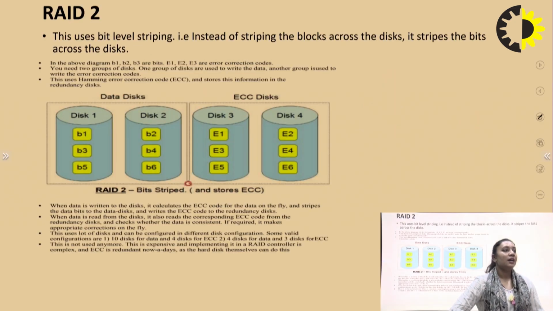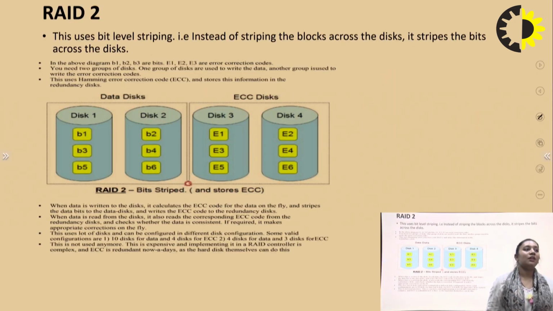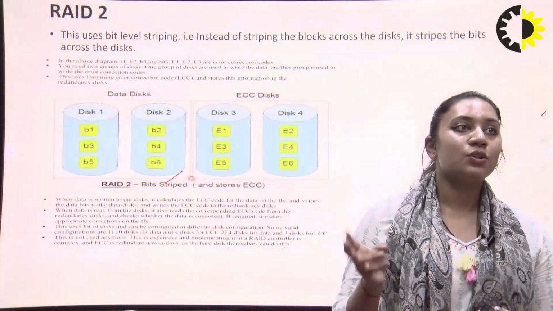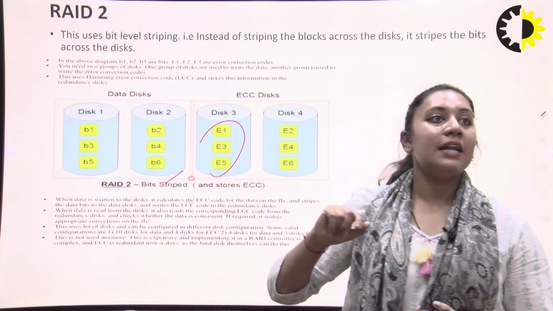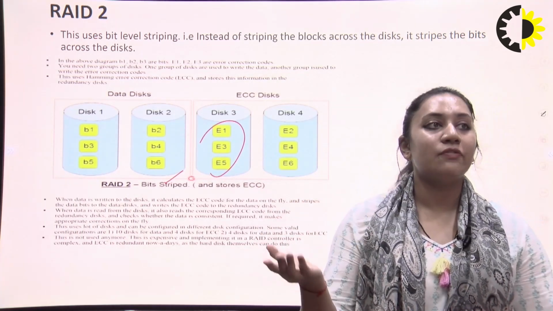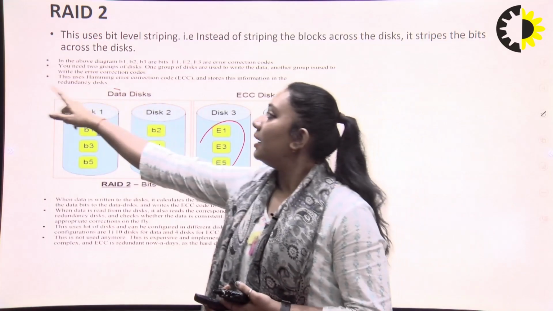Next we have RAID level 2, which is bit-level striping. In this we take all the disks at the bit level of striping. Instead of striping the blocks across the disks, it strips the bits across the disks, right? So all you need to do is have two groups of disks, and one group can do the read and write operations. It uses the Hamming code, which is used to store the information on the redundancy disk, right?